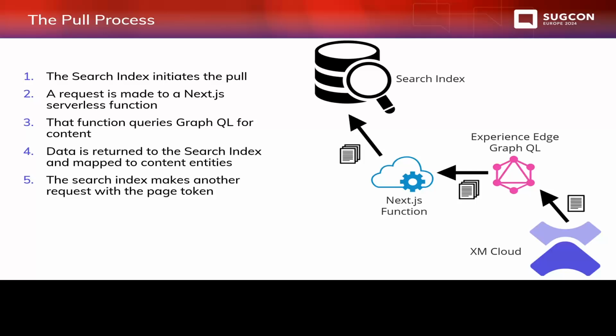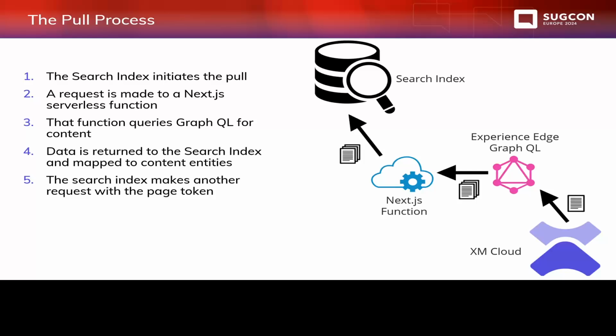So the search index is going to say, either on a timer or a manual trigger or both, I need all the content, let me go get it. The way I've got this set up is that we make a request to a serverless function in Next.js, which really wraps a query to GraphQL. That is the query that is going to get our content out of Sitecore and send it in a nice JSON package over to the search index, where we're going to map it.